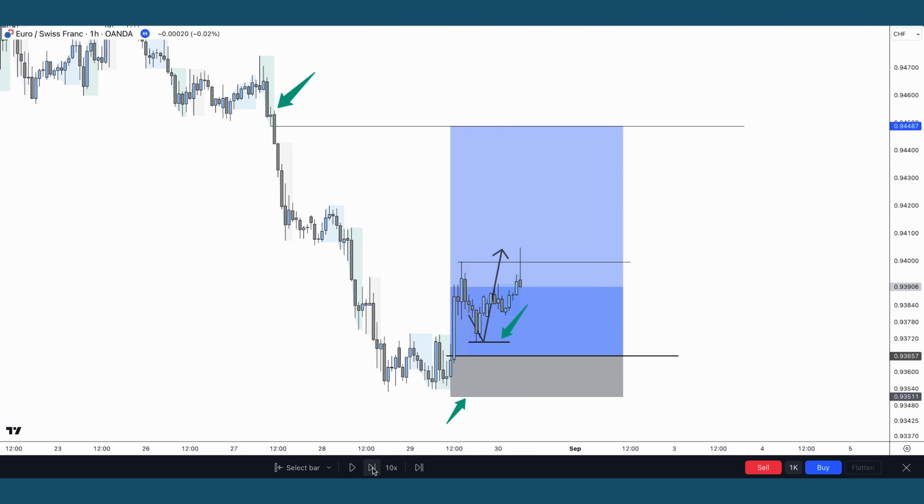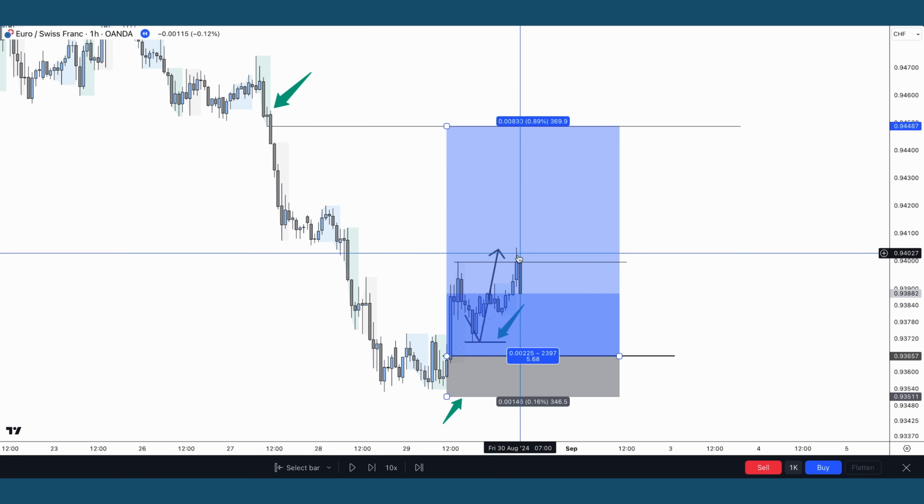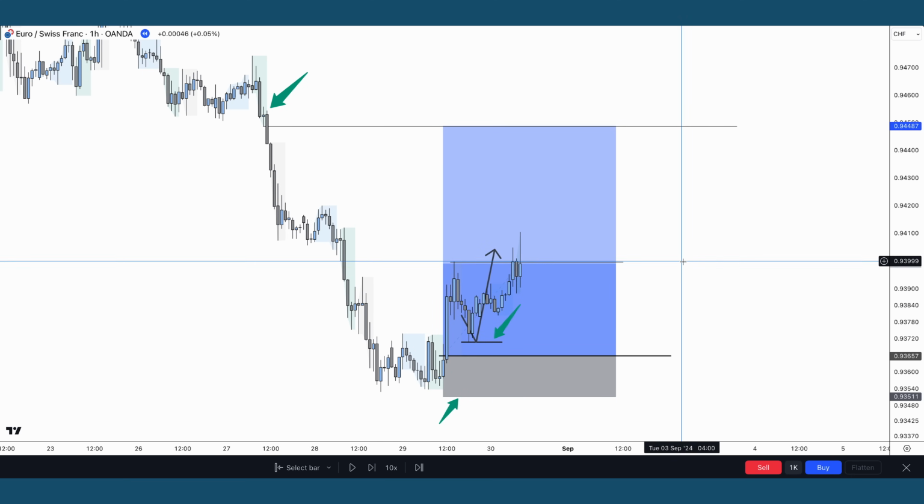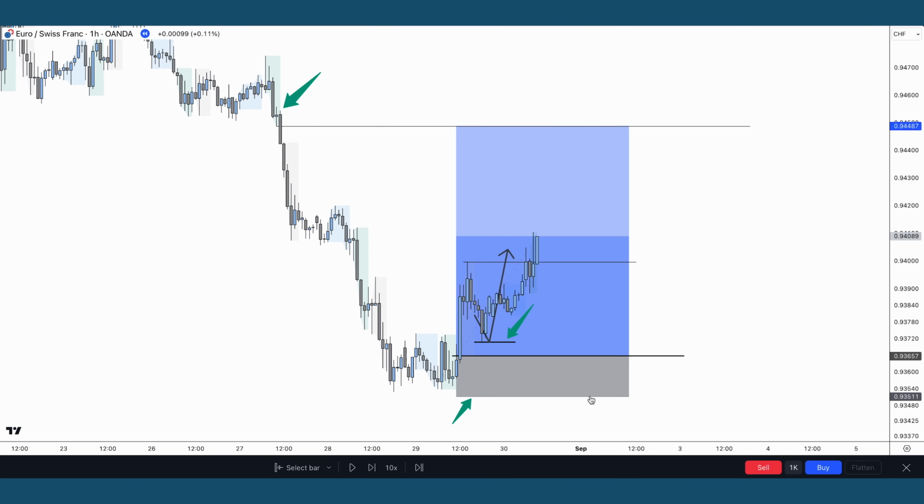So let's see what the market gets up to at this point. As we can now see, we have a push and we had a little closure above that high. If we wait a little bit longer, we get a more significant closure above.